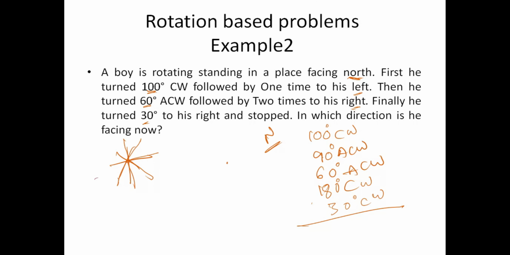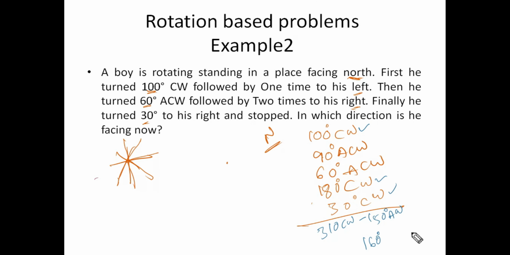Now take the resultant. Add all clockwise: 100 degree plus 180 degree plus 30 degree. 100 plus 180, 280 plus 30, 310 degrees clockwise. Minus 90 plus 60, 150 degrees anti-clockwise. So what is the resultant? 310 degree and 150 degree, and the resultant is 160 degree.